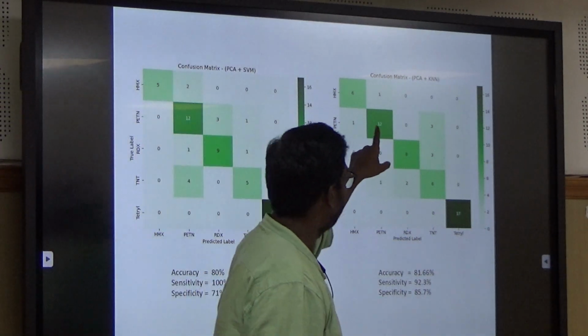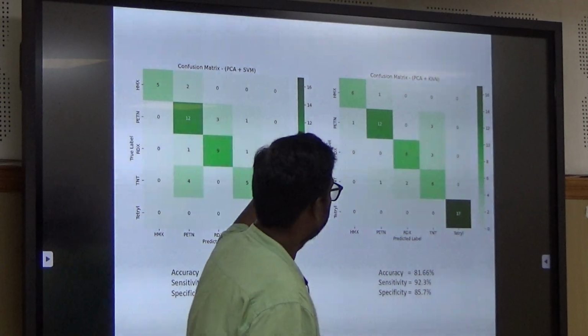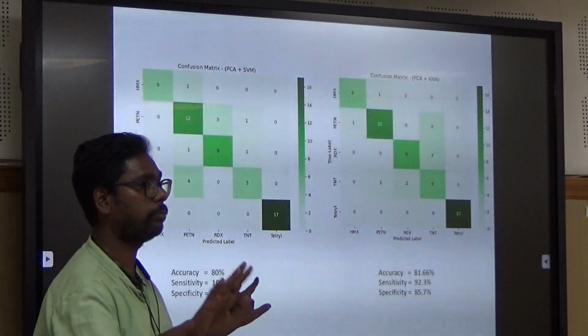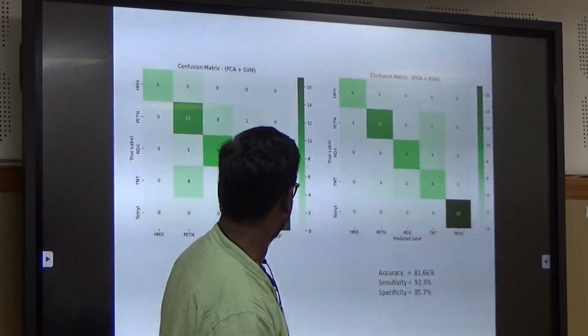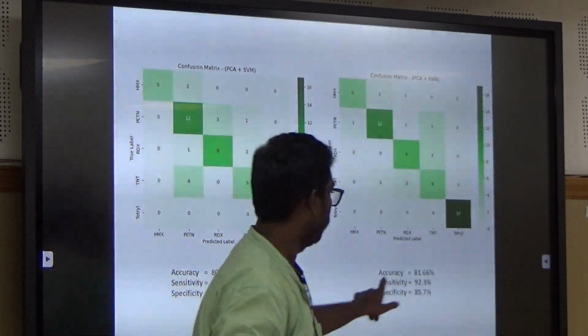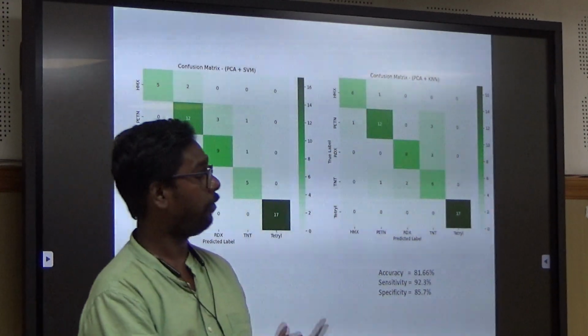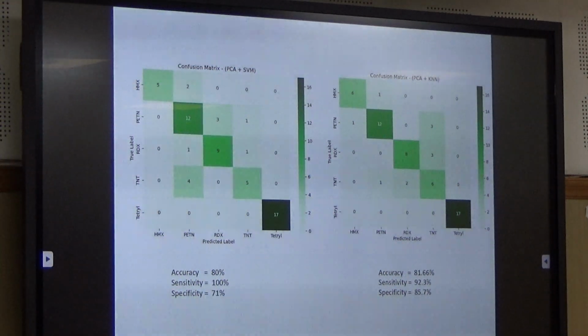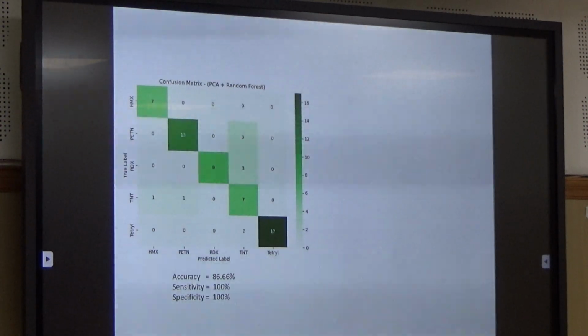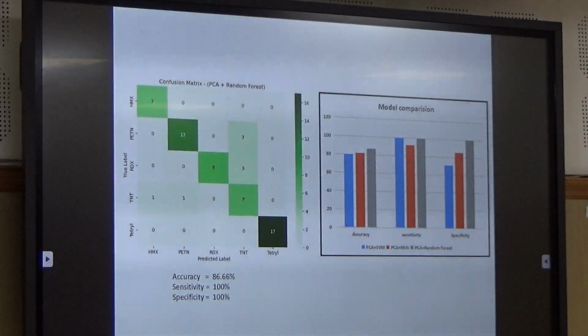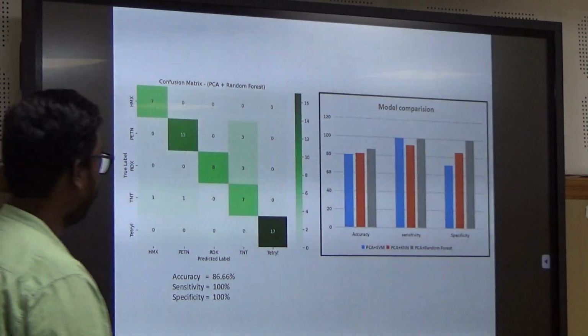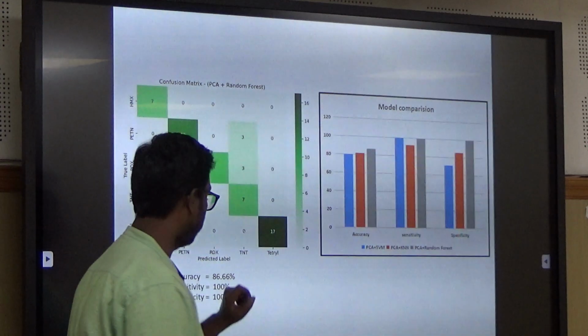Next is the PCA plus KNN matrix. Similarly, now we talk in terms of accuracy only. Accuracy of the previous model is 80%. Accuracy of this model is 81.66%. Now we move to the last model, random forest. Random forest accuracy is 86.66%.